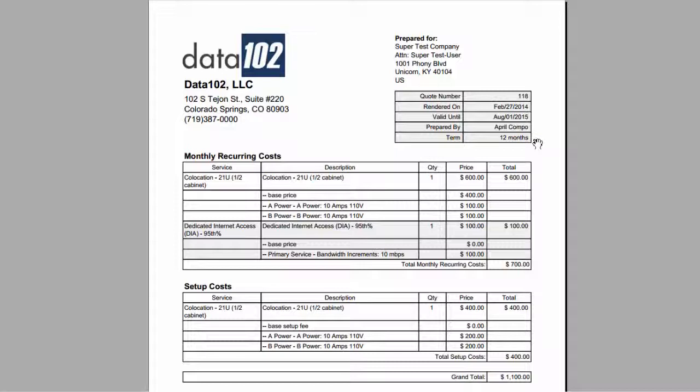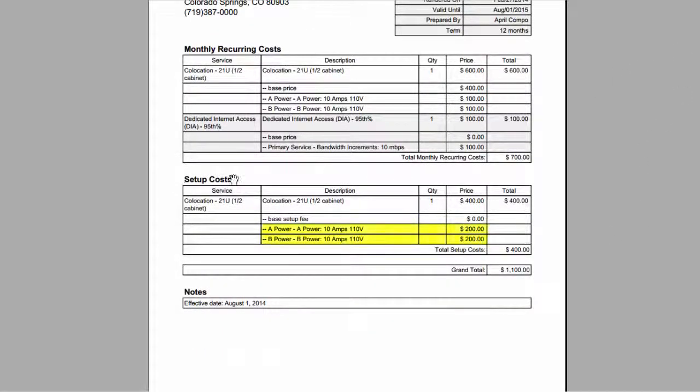The first table is the monthly recurring costs and shows a breakdown of the cost in the price column. Here there's a base price for colocation and the price per power supply. The total monthly recurring cost is at the bottom of the table. The second table is the setup costs. Note the dual power supplies have an associated setup cost, and total setup is at the bottom of this table.